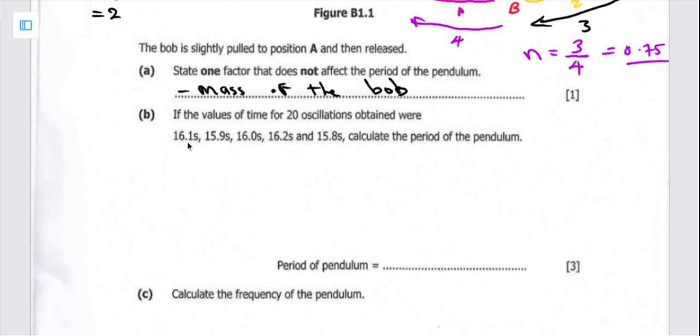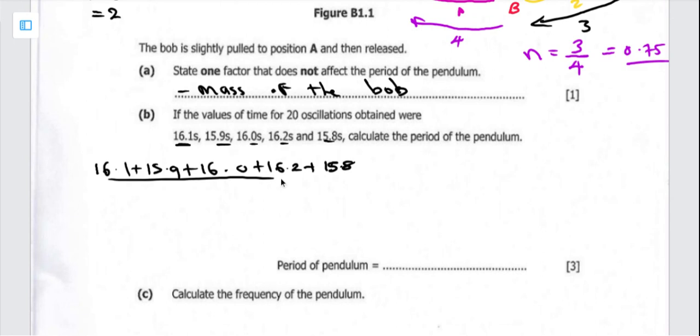The 5 is coming from the number of values. If here we just have 2, I just need to add them and then divide by 2. So let's add. You have to show all your working here. So I'm adding, then 16.2 plus 15.8, then divided by 5. On top I'm going to get 80, then divided by 5, and when I divide I'm going to get 16 seconds.